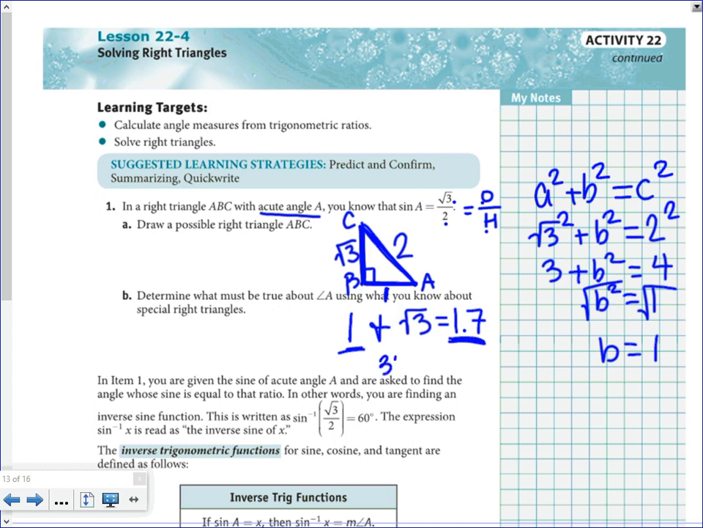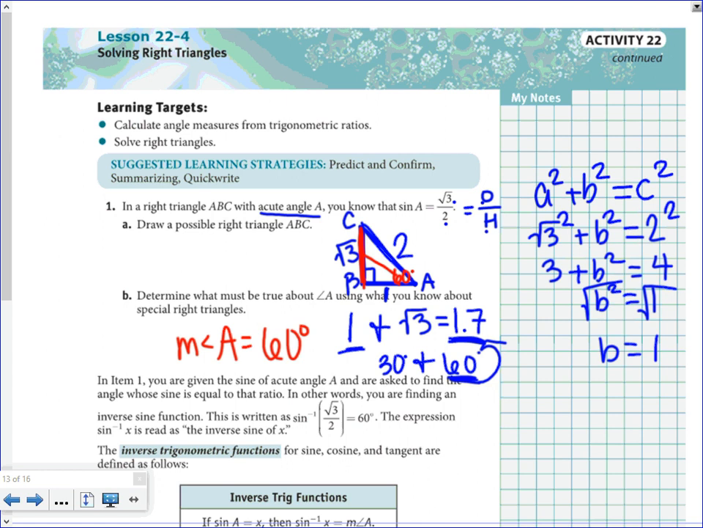So when you're looking at your 30 degree and your 60 degree angle, the 60 degree goes with the 1.7. They are opposite of each other. So here is our square root of 3. The angle that is opposite it is the angle A. And so that is why the measure of angle A is 60 degrees. And you can confirm that using your trig that we're about to look at with the inverses.